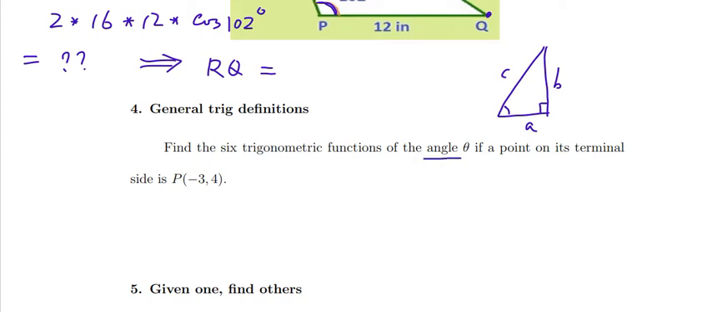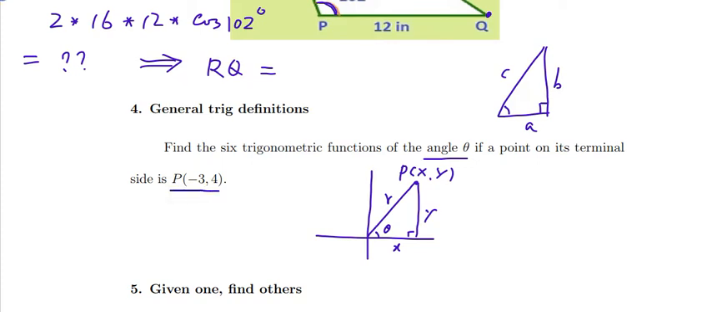The idea is to put this large triangle into a rectangular coordinate system, right? If there is a point x, y, then the sine of this angle is y over r, cosine is x over r, and tangent is y over x. So from a given point, we can find the sine, cosine, or any of them.